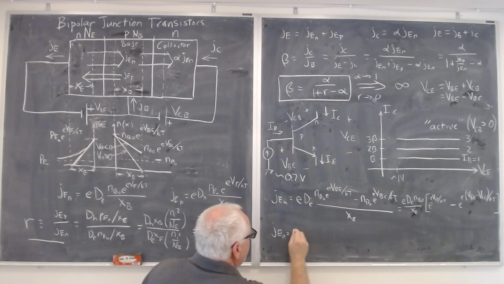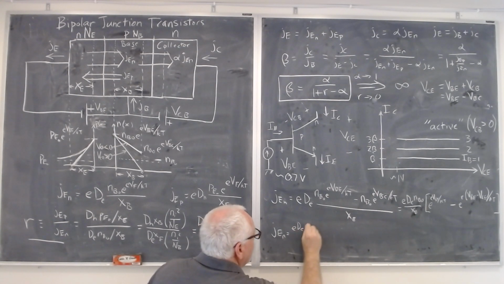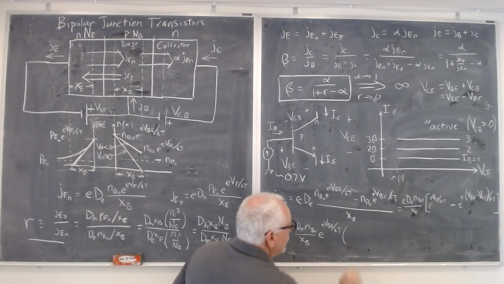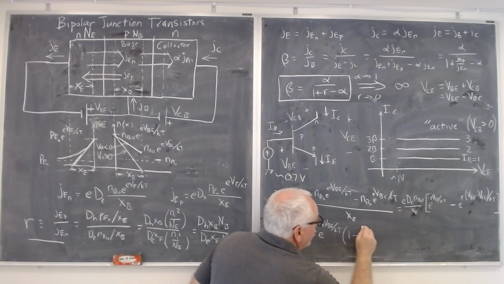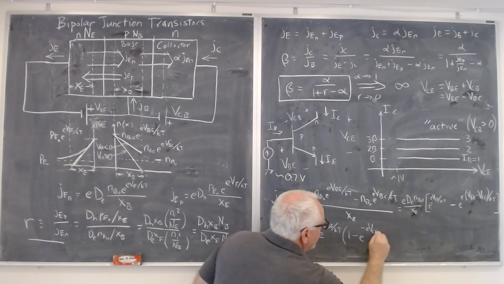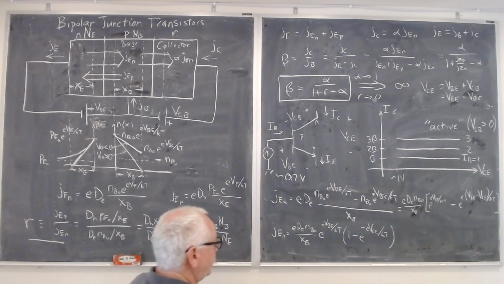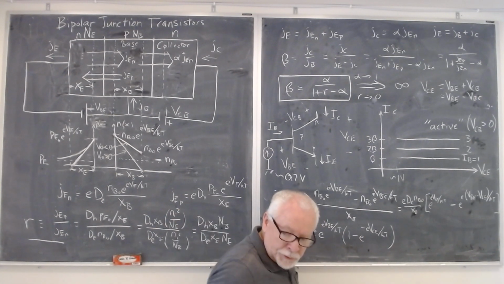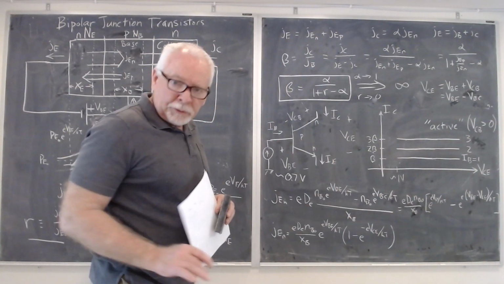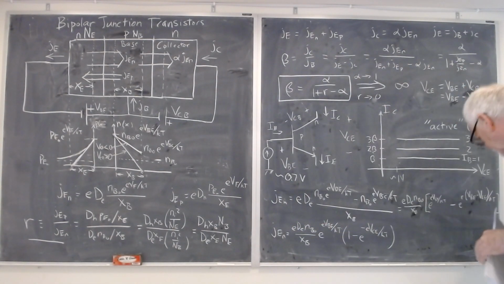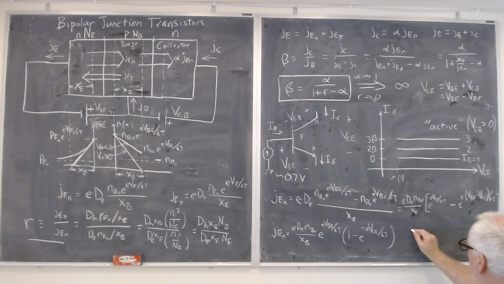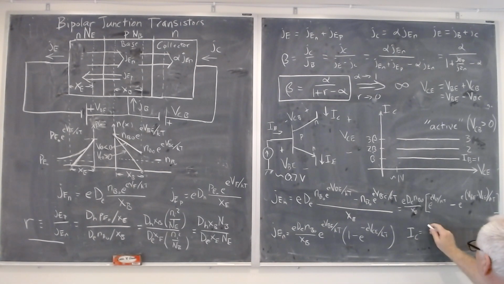JEN is equal to E D E N B0 over XB. And now I'm going to bring out e to the E VBE over KT times 1 minus e to the minus E VCE over KT. I have to put two steps together here because I'm in my last little quadrant of the board. But basically, JC is alpha JEN. So IC is then just this whole thing.